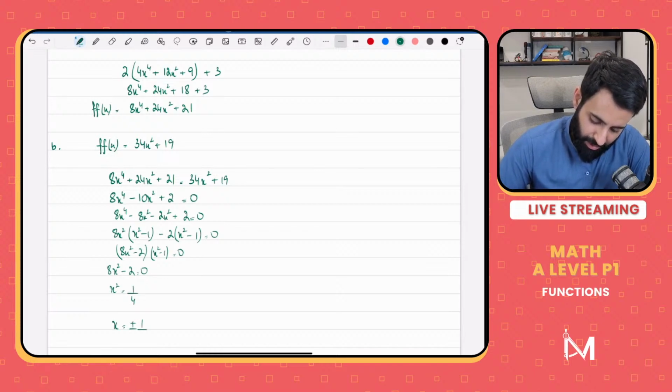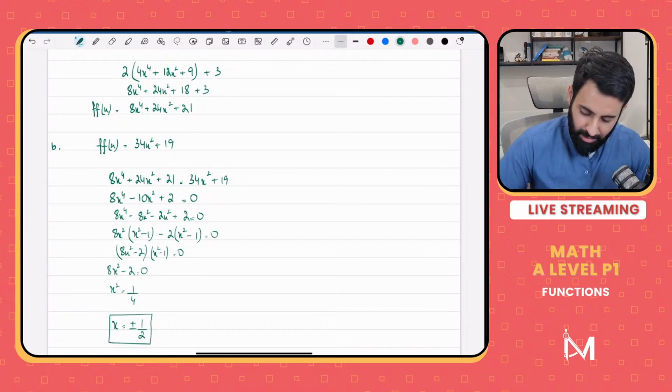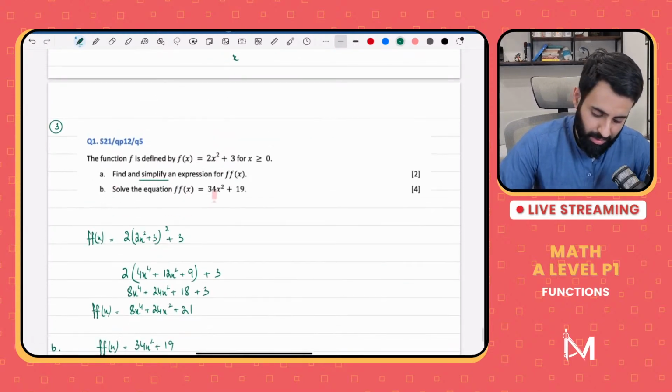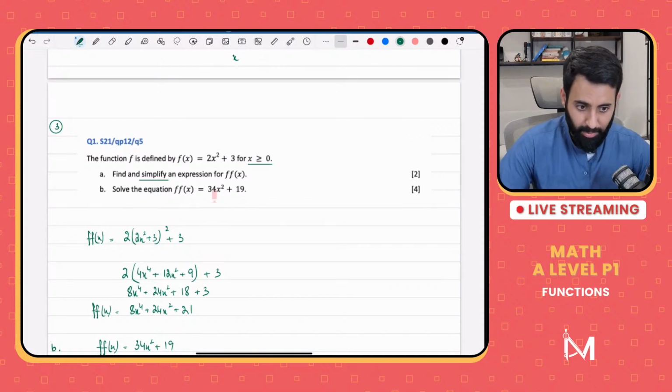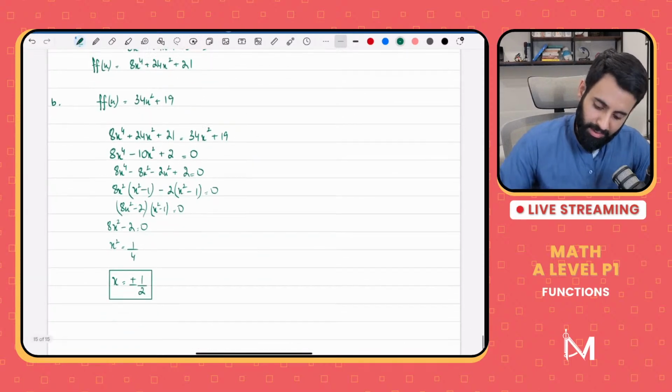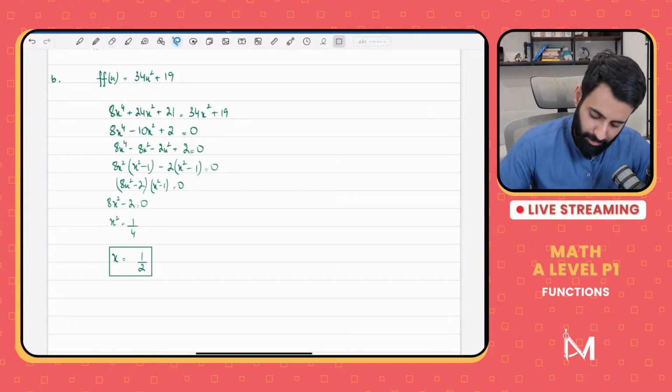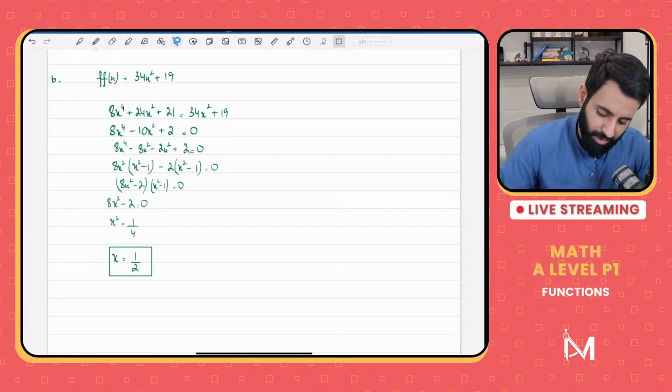Now let's look at the question. Maybe sometimes the question says that x is positive or x is negative. Notice the question says that x is greater than or equal to 0. So if x is greater than or equal to 0, that means x is equal to half only. Although we will get plus minus 1 upon 2, the condition is that we're only going to write the positive value. Then we have x squared minus 1, which is equal to 0.